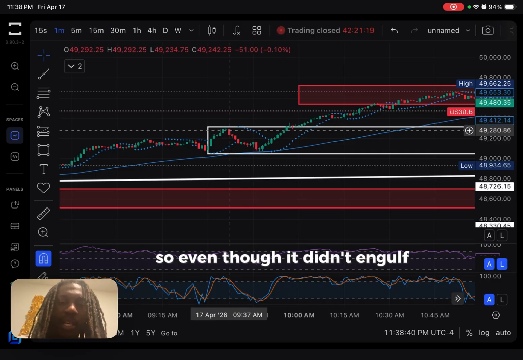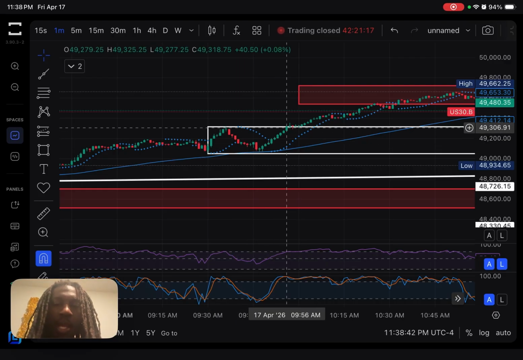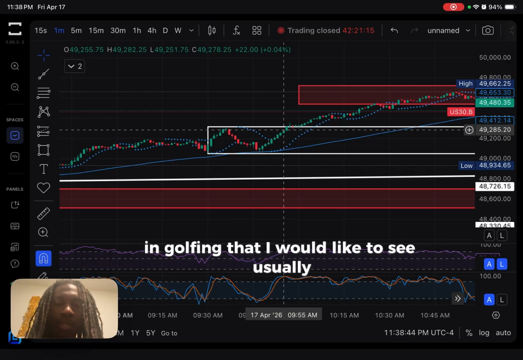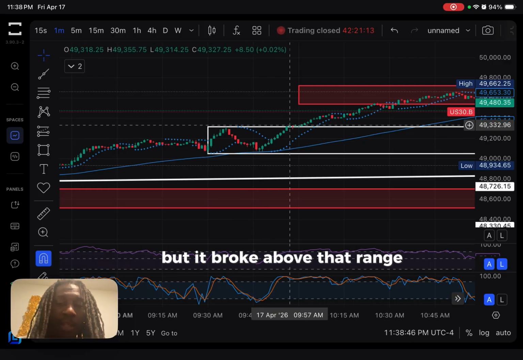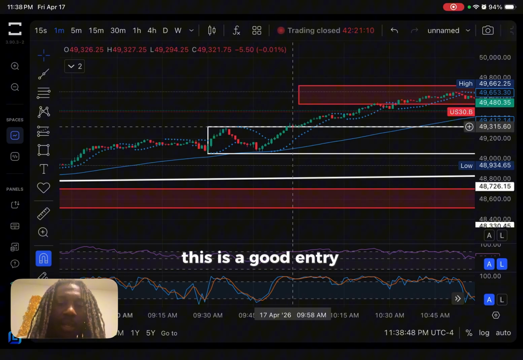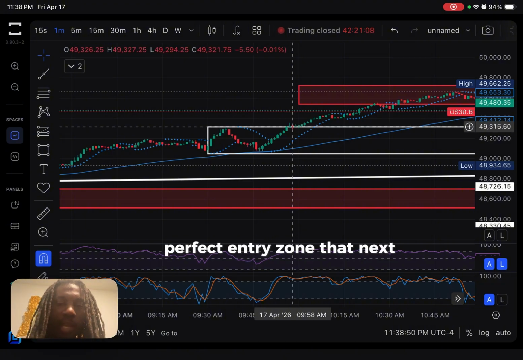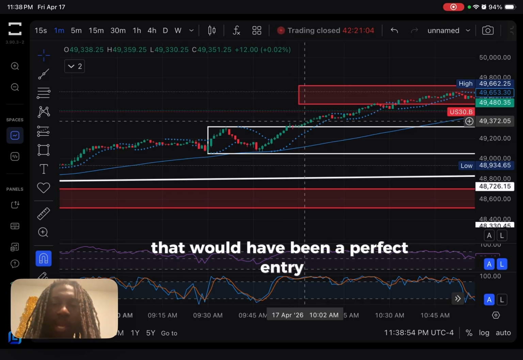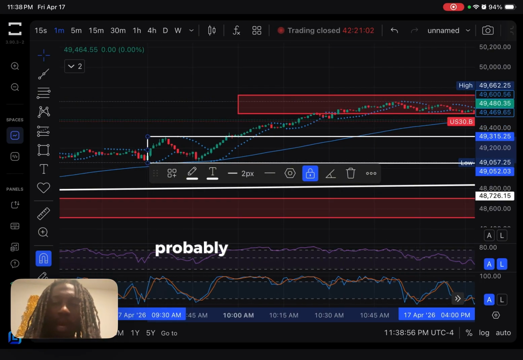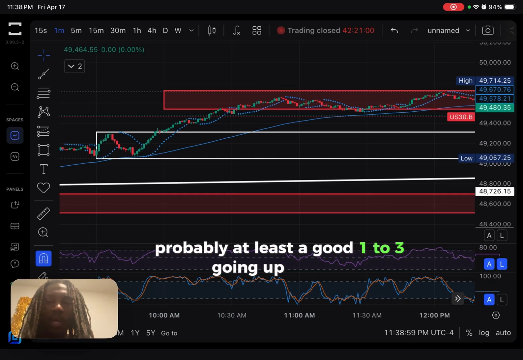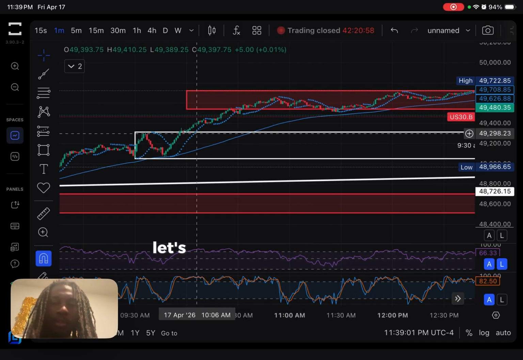So even though it didn't engulf, this is not a strong engulfing that I would like to see usually, but it broke above that range. Once it broke above that range, this is a good entry zone. Perfect entry zone. That next candle, especially once you see it pulling back a little bit, that would have been a perfect entry. And what we got, a good, nice, probably at least a good 1 to 3 going up for sure. Let's see what that is.